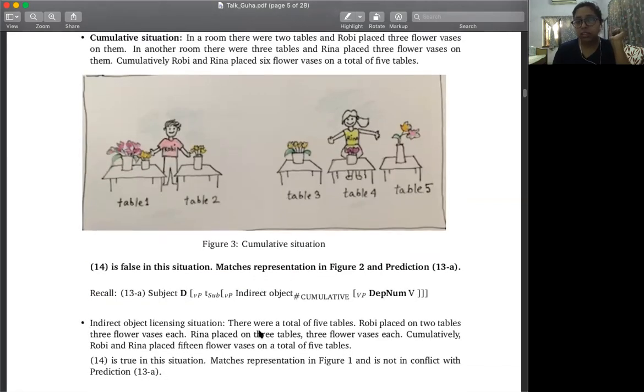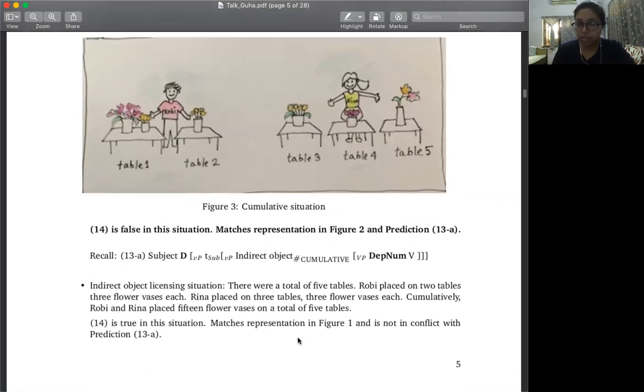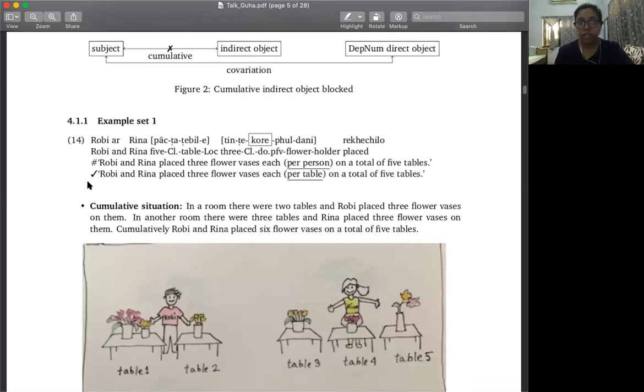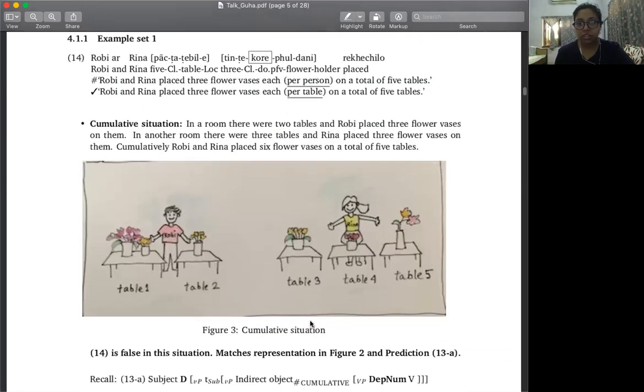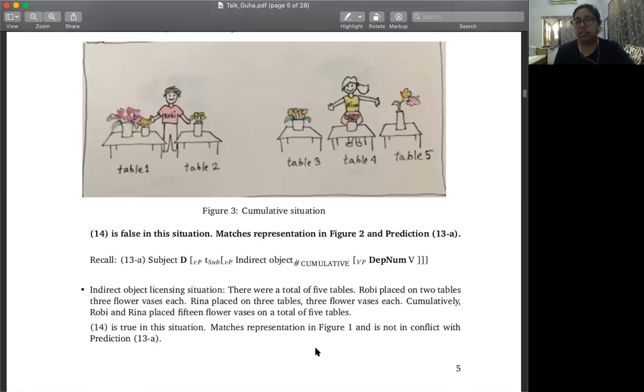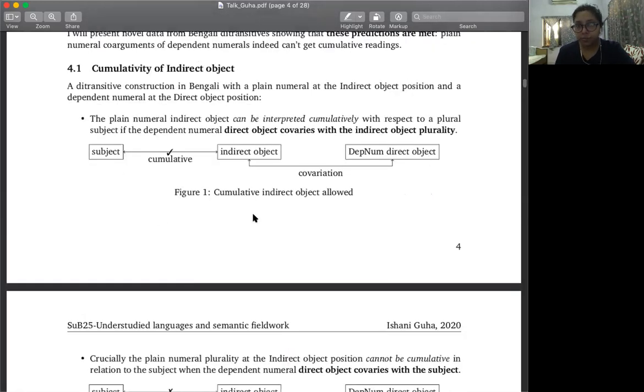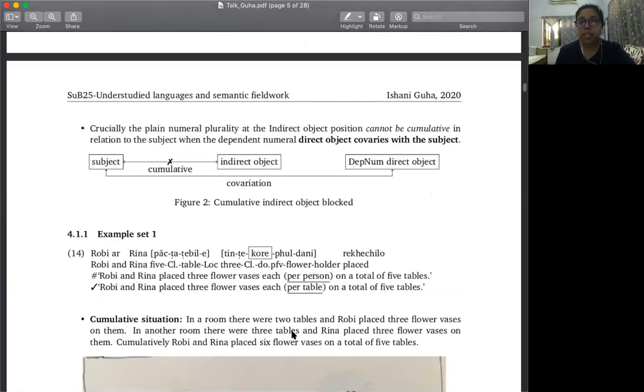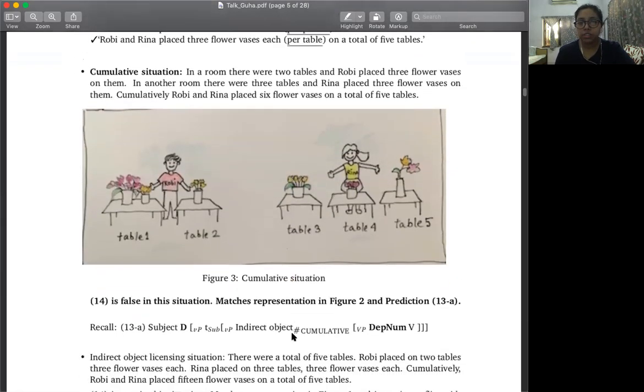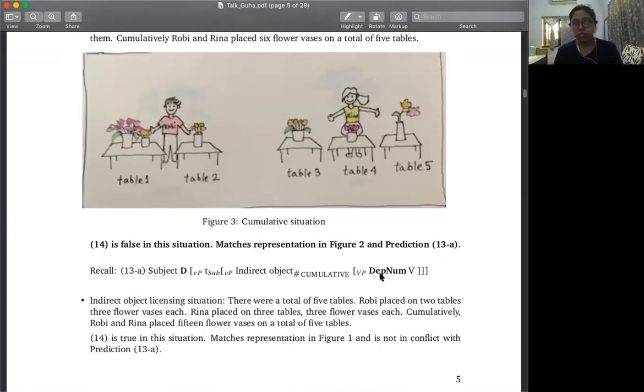So what is that? There were a total of 5 tables. Robi placed on 2 tables 3 flower vases each. Rina placed on 3 tables 3 flower vases each. Cumulatively, Robi and Rina placed 15 flower vases on a total of 5 tables. 14 is true in this situation. So that's what the second line of translation represents. That matches figure 1. So this scenario is not in conflict with the prediction of covert D of 13a.